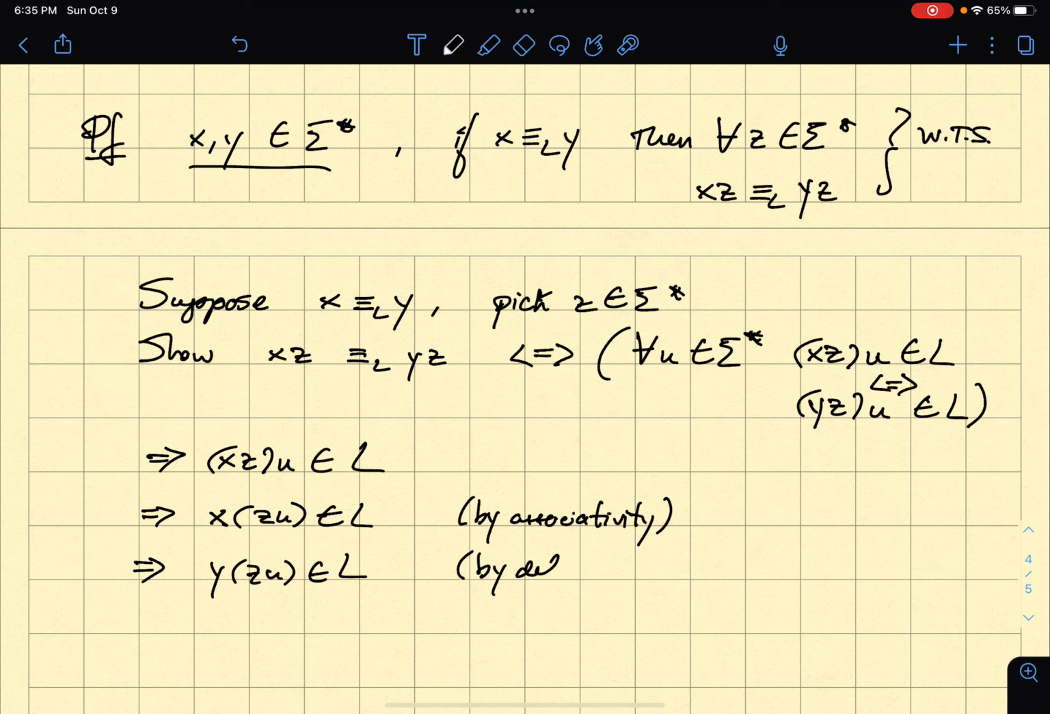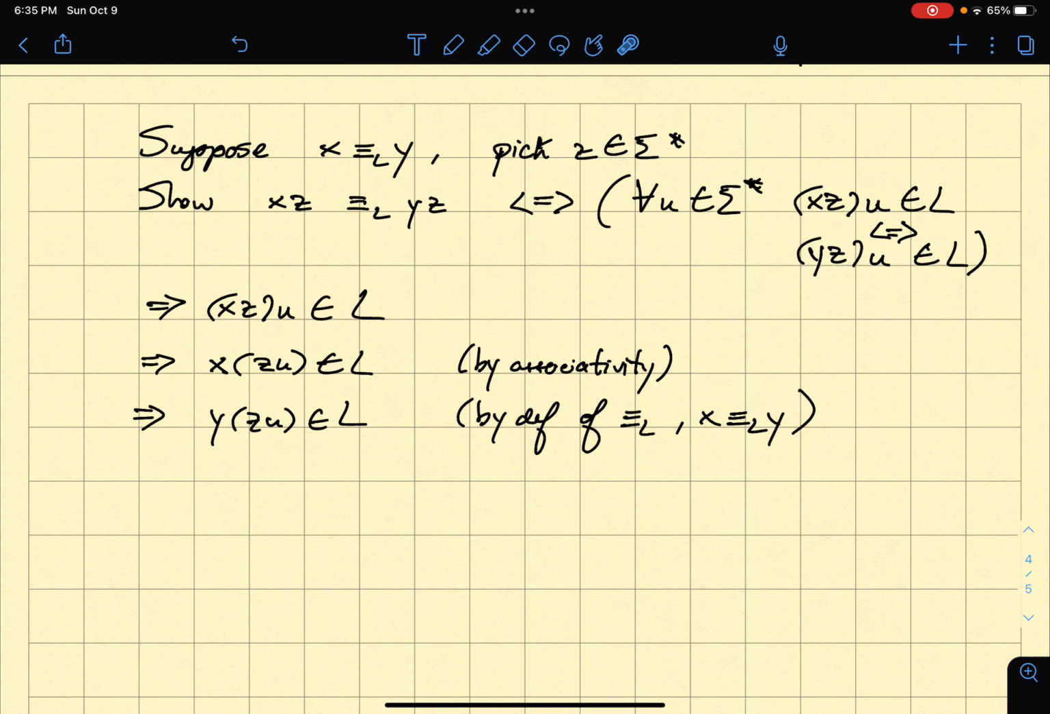So this is by definition of this, and because we know by assumption that this is true. Okay, because it doesn't matter that I have zu as a string. Just think of these two as one single string together. Then I know that x and the string is in L if and only if y and then the string is in L. Okay, and then I just have to reverse the concatenation to get yzu in L. Okay, and this proves the forward direction. This proves that xzu in L implies yzu in L, and then the reverse direction is similar. So it's actually almost identical.